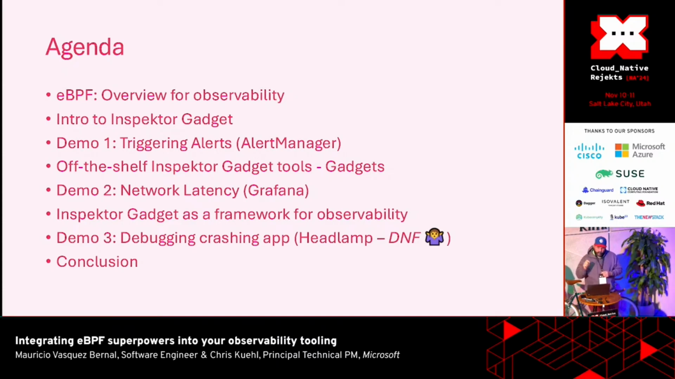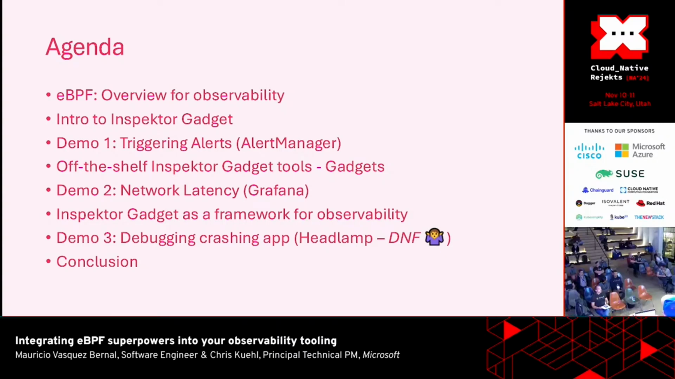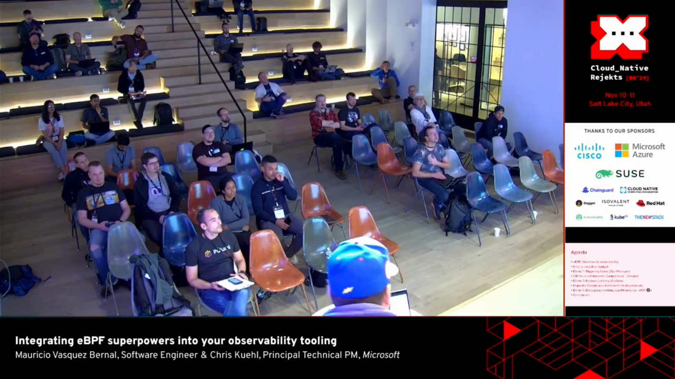Then we're going to look at network latency and show how you can basically feed the data that you're collecting from these gadgets or eBPF programs into Grafana. And then we're going to look at a little bit at Inspektor Gadget as a framework for observability. And then the last demo is going to be debugging a crashing app. How many people have used strace? Probably some of you. How many have used it across the cluster? Probably not. We'll show you how you can do that on an on-demand way.